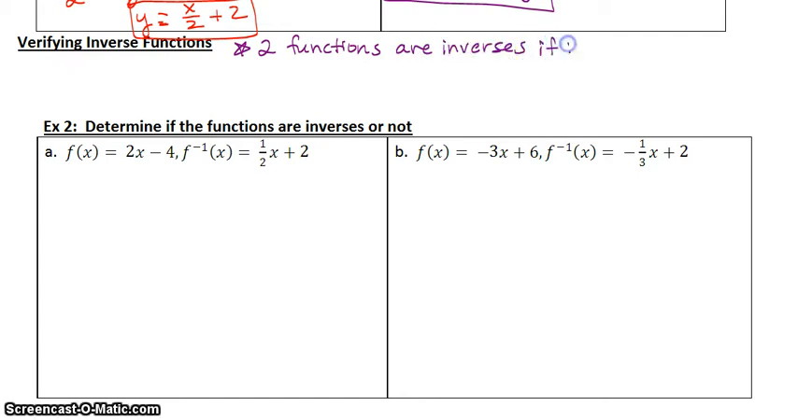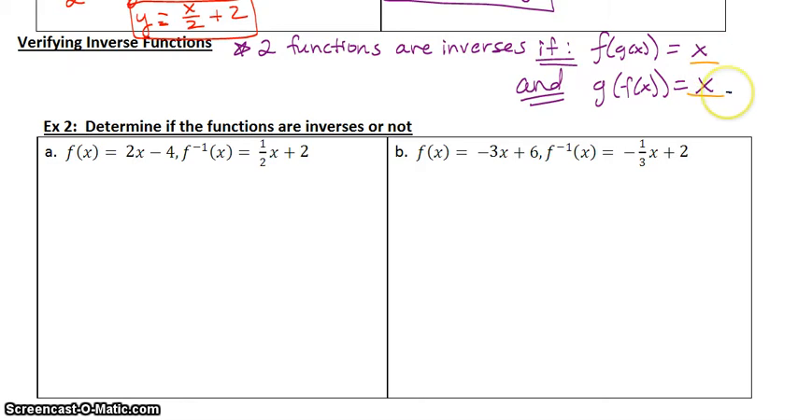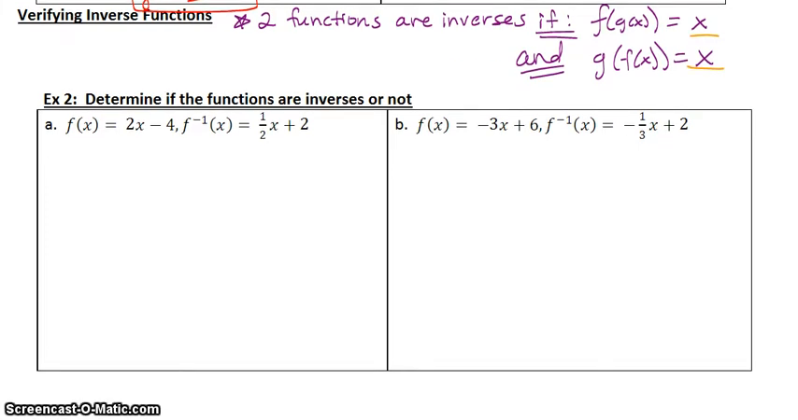if, and here's where the composition of functions from 7.3 comes in, if f of g of x is equal to x and g of f of x is equal to x, and it will be equal to x each time. So if both of those are true, then yes, they're inverses. If both of those are not true, then they're not inverses. And when you do this during assignment time, you have to show your work to verify this. You can't just say yes or no. So you're being graded on the work you show to verify.